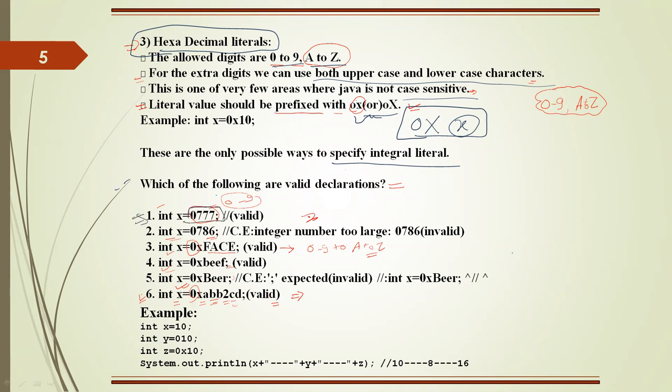For example, x equals 007: these are octal numbers you can define. This is valid. But 008 is not an octal number, even though you start with 0, because the octal range is 0 to 7 and here you declared 8, so this is not valid, a compile time error. int x equals 0xFAC is valid, because A to F you can take. 0xBEEF is valid. That one is invalid because it mixes digits not allowed. 0xbb2cd is valid.